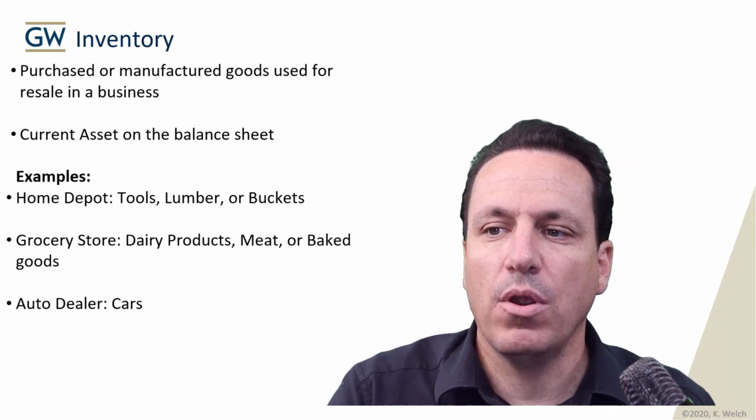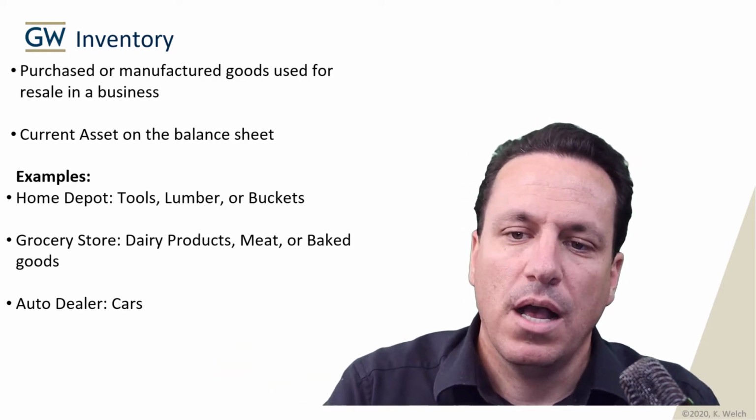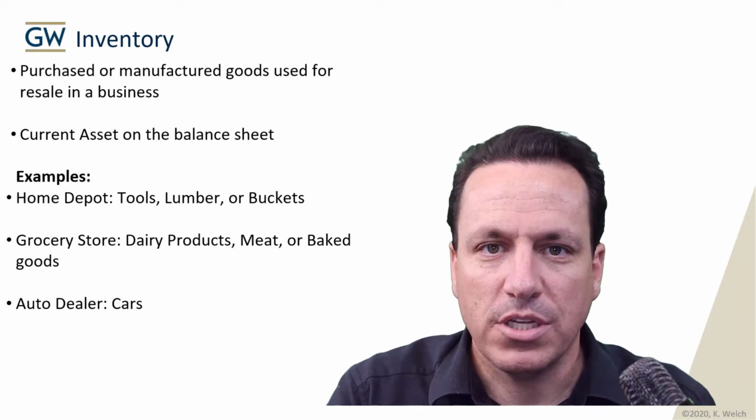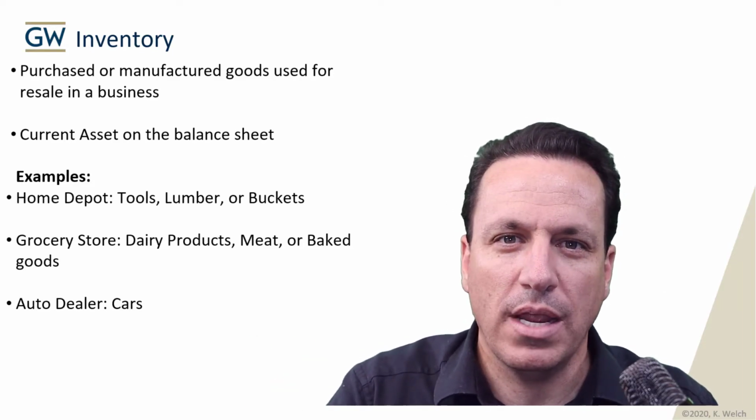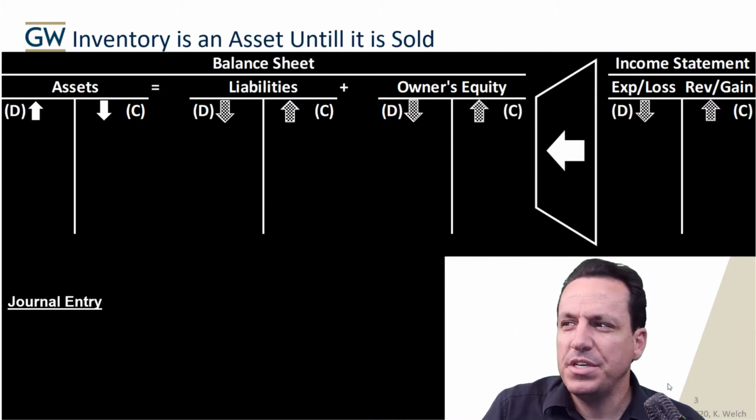A grocery store would be dairy products, meat, baked goods. An auto dealer would be cars. These are the things that would be counted as inventory in businesses. And we've accounted for these things in journal entries.